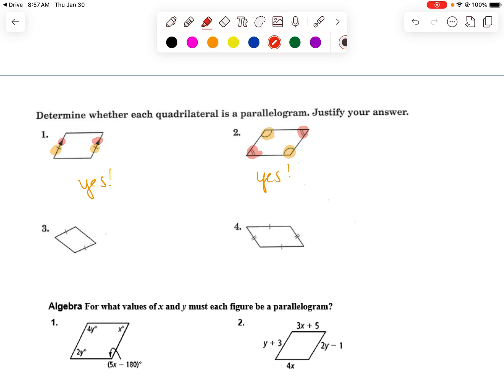Okay. For number 3, all I know is that one pair of sides is congruent, so no, this is not a parallelogram. In order for it to be a parallelogram, I need both pairs of sides congruent. Looking at number 4, I know that these 2 sides are congruent. I know that these 2 sides are congruent, so yes, this is a parallelogram.